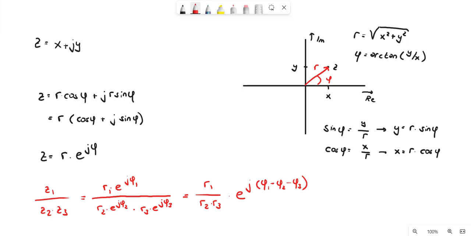And now we have a new vector with a length of r1 over r2 times r3, and we have a new angle from that vector to the real axis, which is equal to phi1 minus phi2 minus phi3. So calculating with these kinds of complex numbers is much easier than when you use the normal notation for a complex number, because then you have to do a lot of mathematical operations. So that's why the Euler notation is often used in engineering.